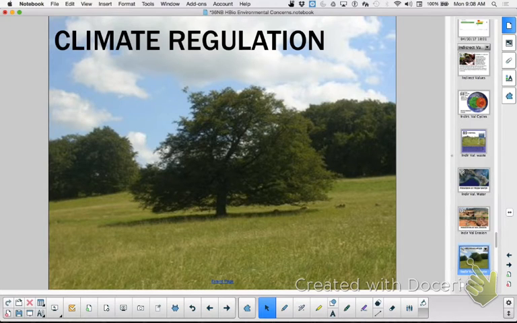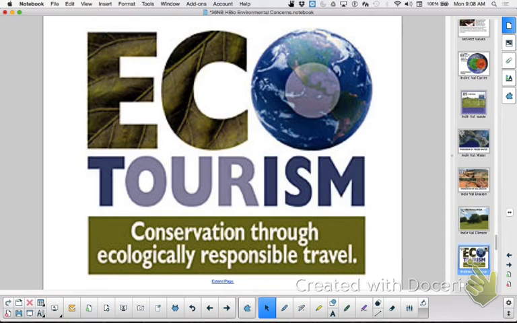And last but not least, by keeping these environments intact, ecotourism is how you can make some money. 100 million people spend about $4 billion a year on fees, travel, lodging, and food to enjoy the natural environment. So maintain them. It's a way to make money.